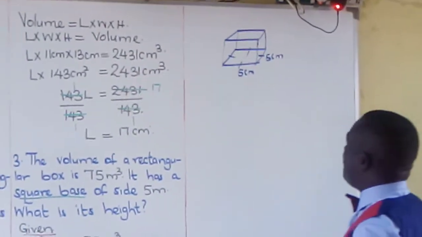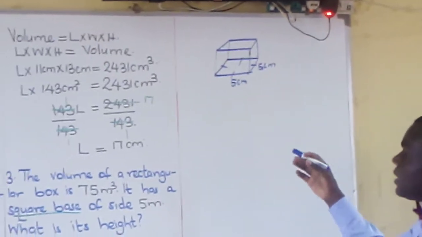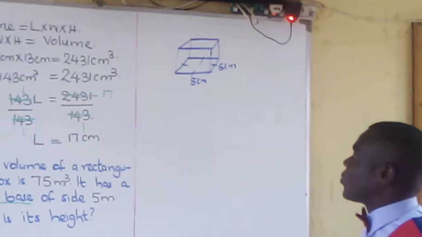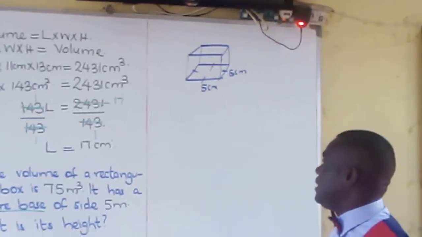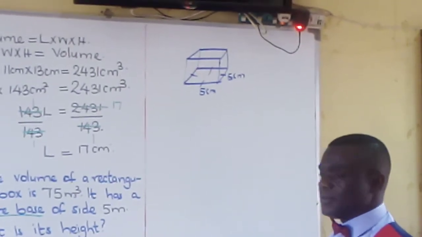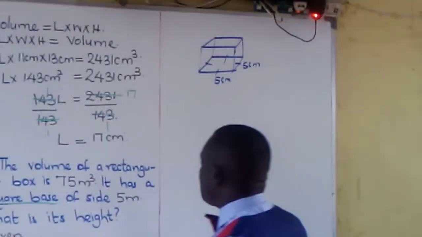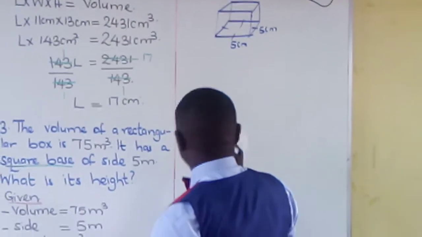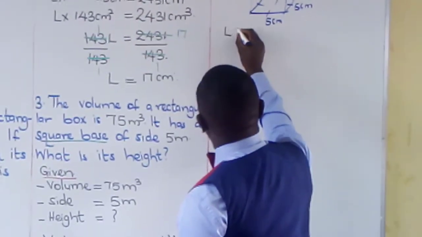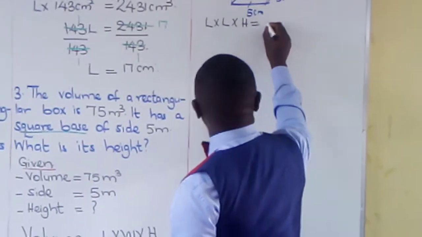That is a beautiful square-based rectangular box. How do we say it's square-based? Because these sides are equal. These marks show that the base is a square. Correct? And so, what are we going to do? We are interchanging the formula. So we will say length times length times height, boys and girls, is equal to volume.